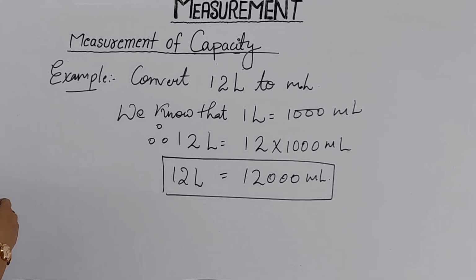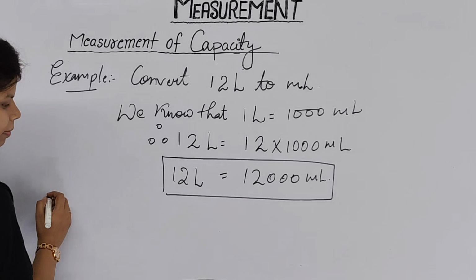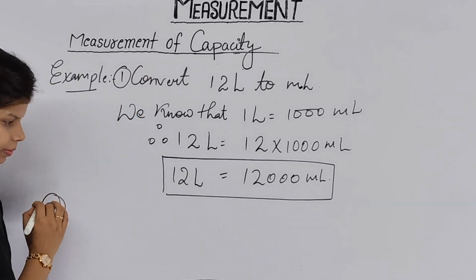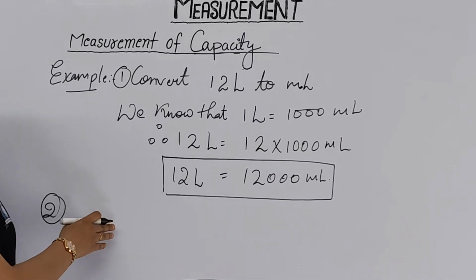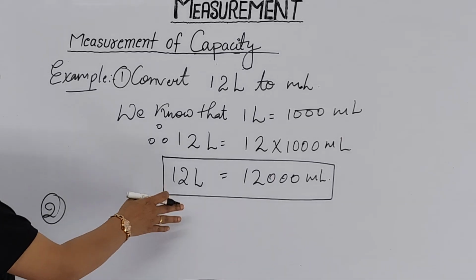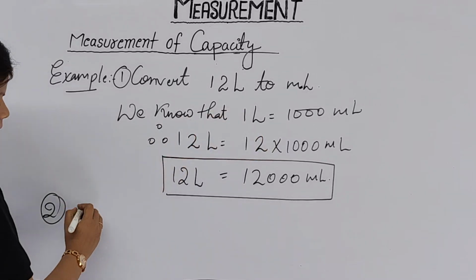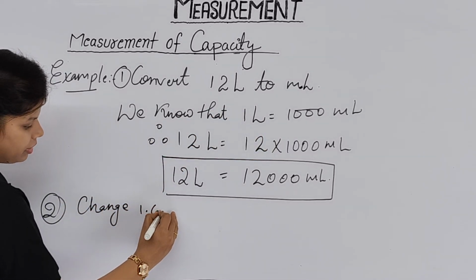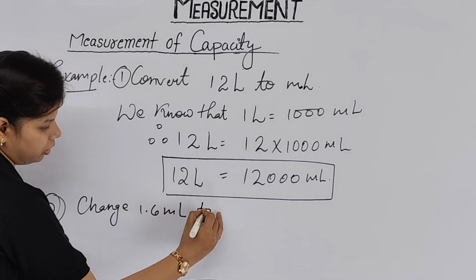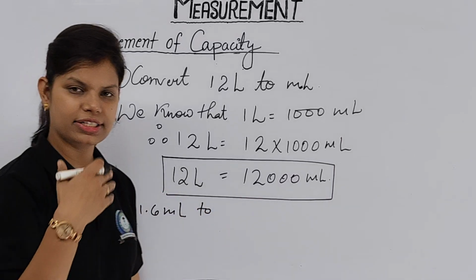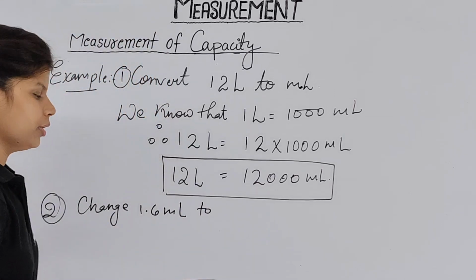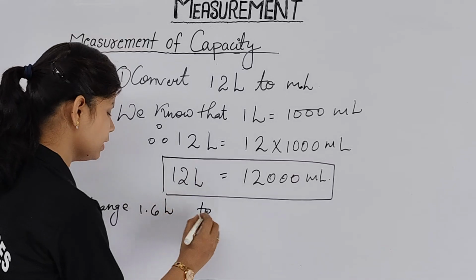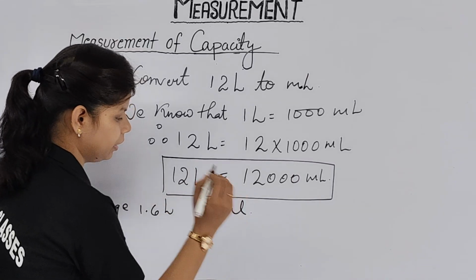Now next is your next example. Second of yours is given. If you have to change the numbers of decimal, like if the question is given, change 1.6 milliliter to liter or 1.6 liter to milliliter. So here we are going to convert a bigger unit to the smaller unit. That's why 1.6 liter to milliliter.